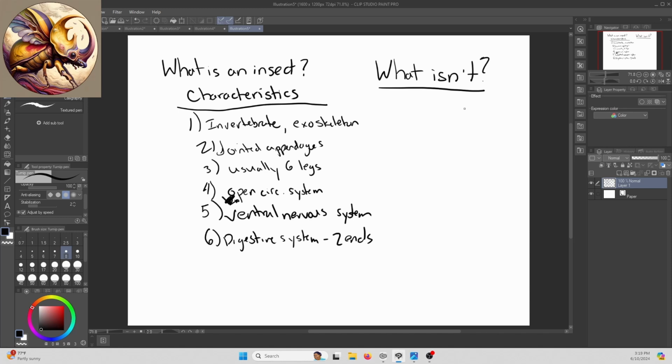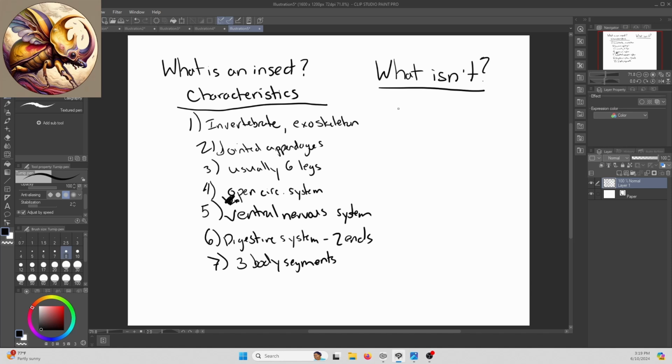So there's a lot of things that meet many of those characteristics, and really I should include a seventh one, which is they have three body segments. That's a big one. So there's a lot of things that meet some of these characteristics, but aren't insects. So what aren't insects? And these are all arthropods. So these are all things with jointed appendages, exoskeletons, open circulatory systems for the most part, digestive systems with two ends. But they don't have three body segments usually.